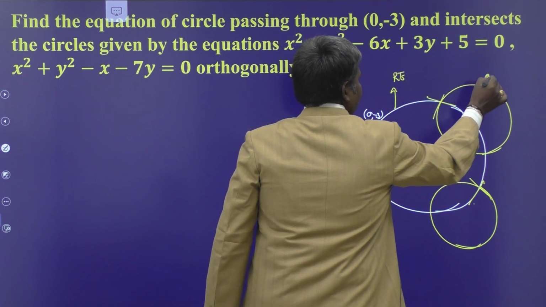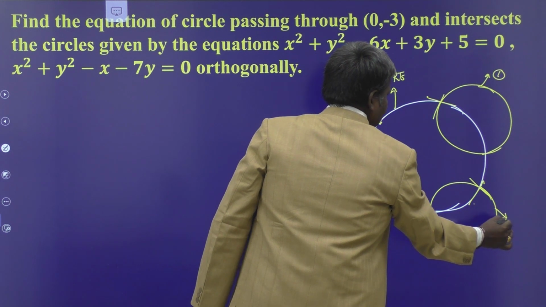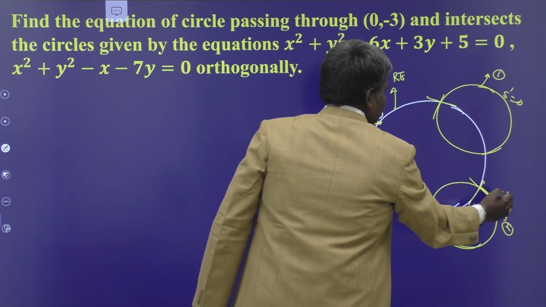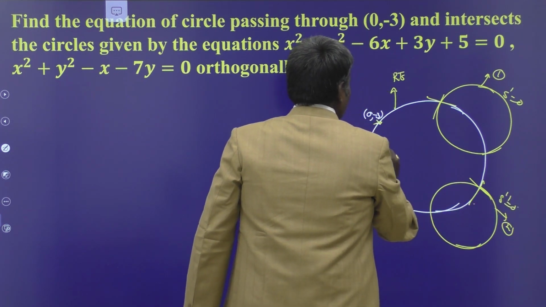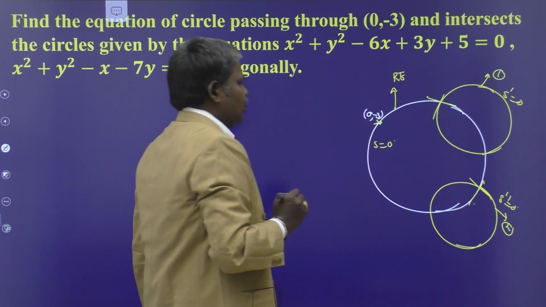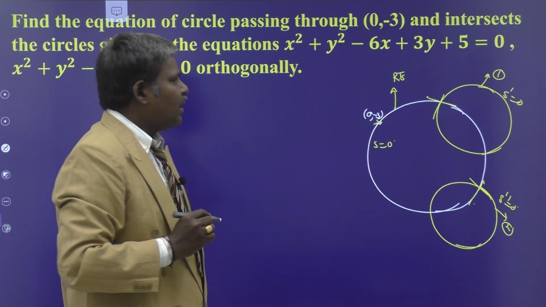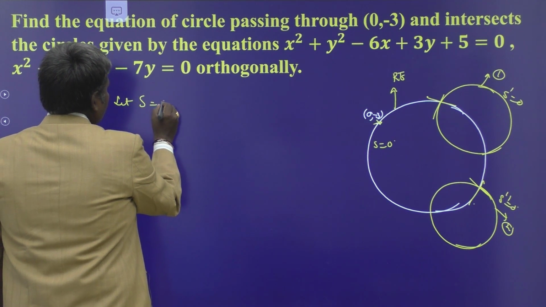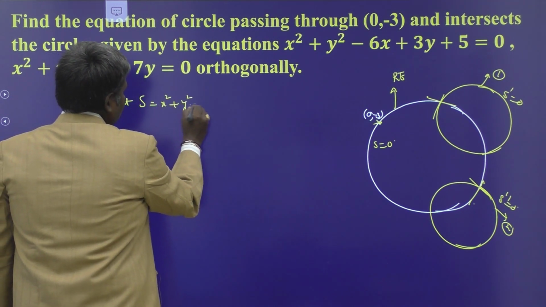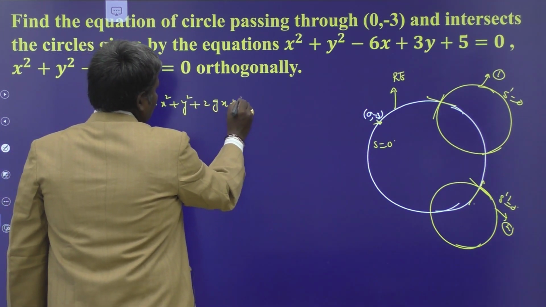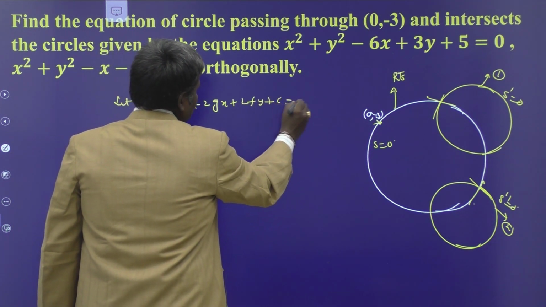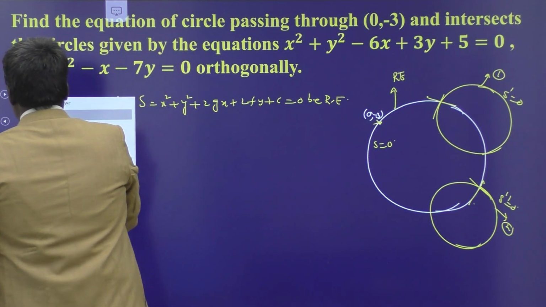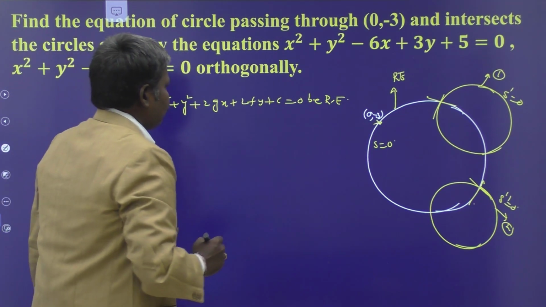So this is the first circle, S equal to 0. This is the second circle, say S dash is equal to 0. This is say S double dash equal to 0. Required equation is say S is equals to 0. We mean let S is equals to x square plus y square plus 2gx plus 2fy plus c is equal to 0 be the required equation.